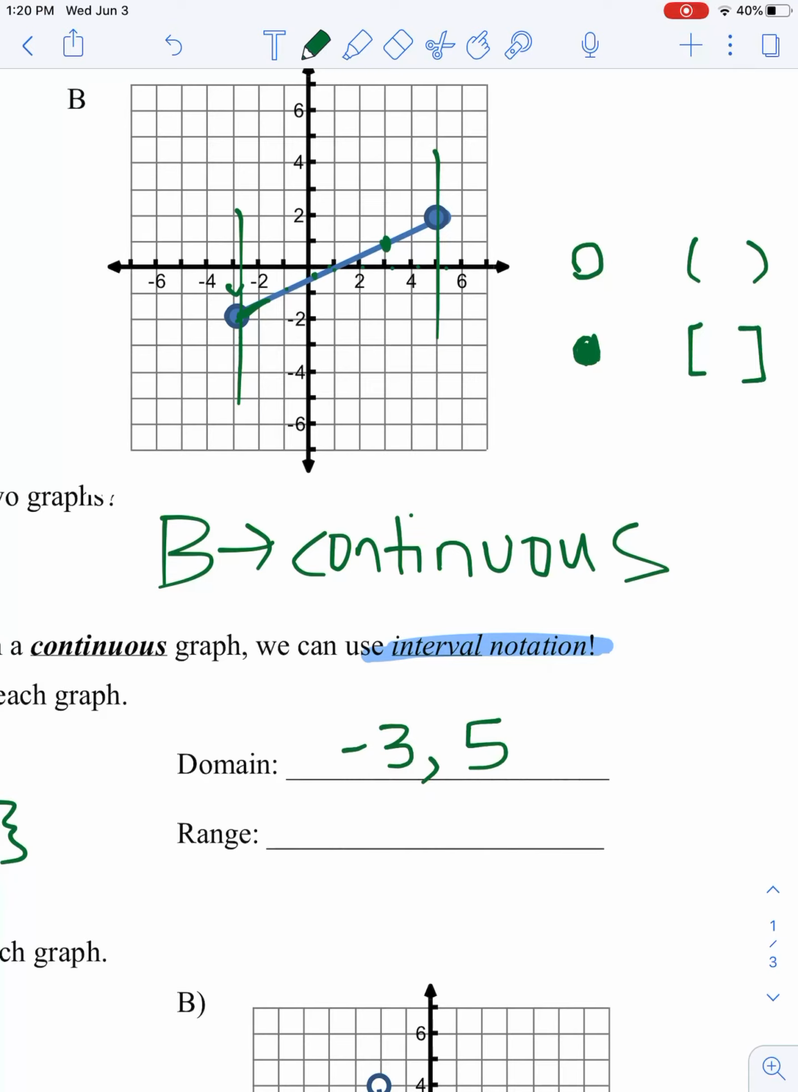The only other thing is if we see arrows to the right or to the left, we also use parentheses for that as well. So here's a little chart. If you have arrows or open, use parentheses. And if you have a closed circle or a point, it's not open, then you use the brackets. So I put a bracket around the -3 and the 5. And this tells me that my domain, my x values, are going from -3 to 5, and it includes everything in between there.